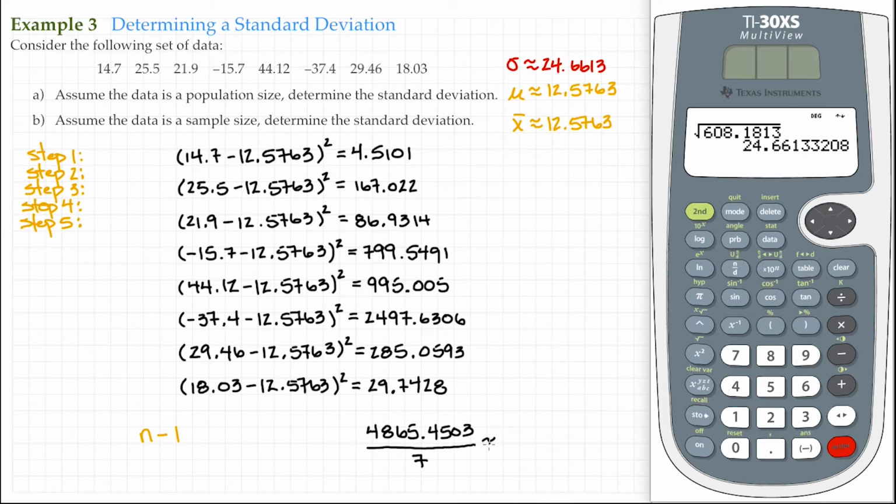It's approximately equal to 695.0643, and again we'll use 4 decimals. Our final step, step number 5, is we then take the square root of this. So we'll do that. Again, back to our calculator, we go to second square root, 695.0643. Hit enter, and it's approximately 26.3641.